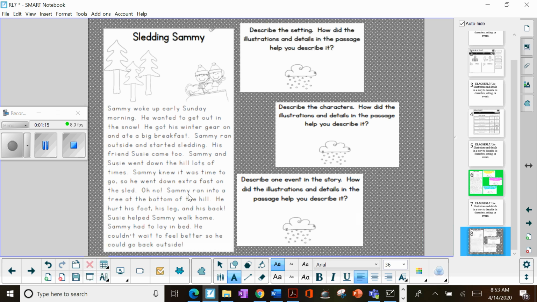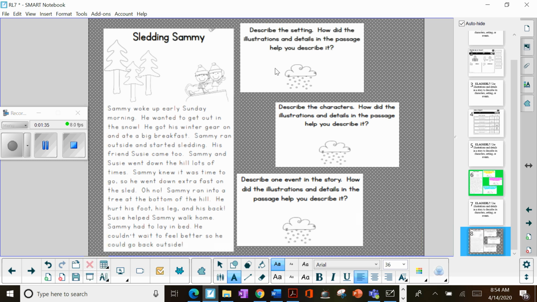Oh no! Sammy ran into a tree at the bottom of the hill. He hurt his foot, his leg, and his back. Susie helped Sammy walk home. Sammy had to lay in bed. He couldn't wait to feel better so he could go back outside.